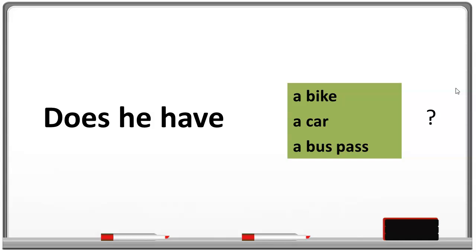Does he have a car? A bus pass. Does he have a bus pass?